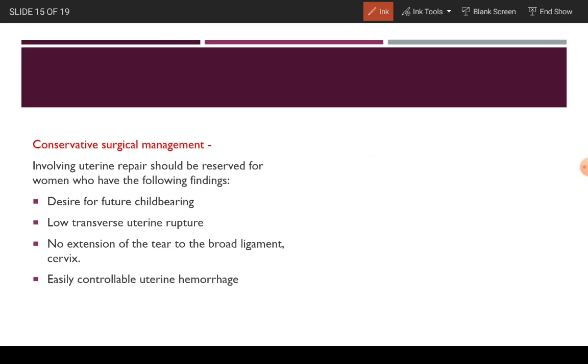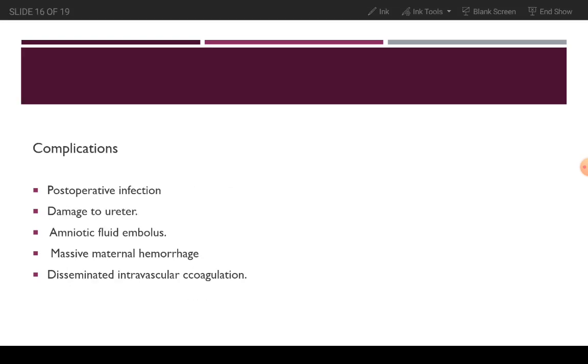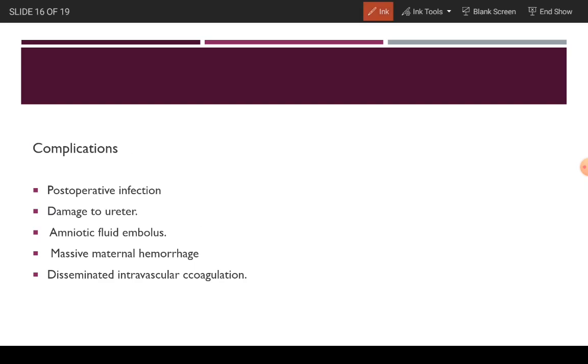As we know, it's not ideal in every case to remove the uterus, because the patient may desire future childbearing. In that case, we have to keep the uterus in favor of the patient, in such a way that it does not affect the health of the patient. So that is conservative management. You do the repair in such a way that you keep the uterus itself. Only if the tear has no great extension, it's only a small rupture or a small hemorrhage, you can go for that. Otherwise, you have to go for hysterectomy, subtotal or total.